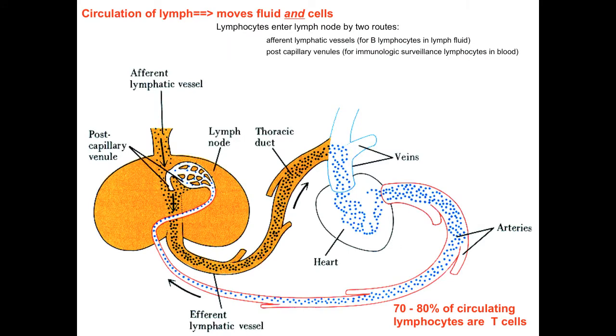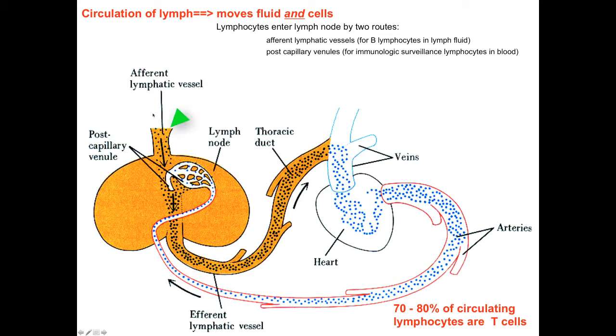If you look at the circulation of lymph, we realize that lymph moves both fluid and cells, and lymphocytes enter lymph nodes by two routes. The afferent lymphatic vessels, which primarily allow B cells to get into the lymph nodes, and then post-capillary venules primarily allow T cells to get into the lymph node, and these T cells are for immunologic surveillance. So the diagram would show this.